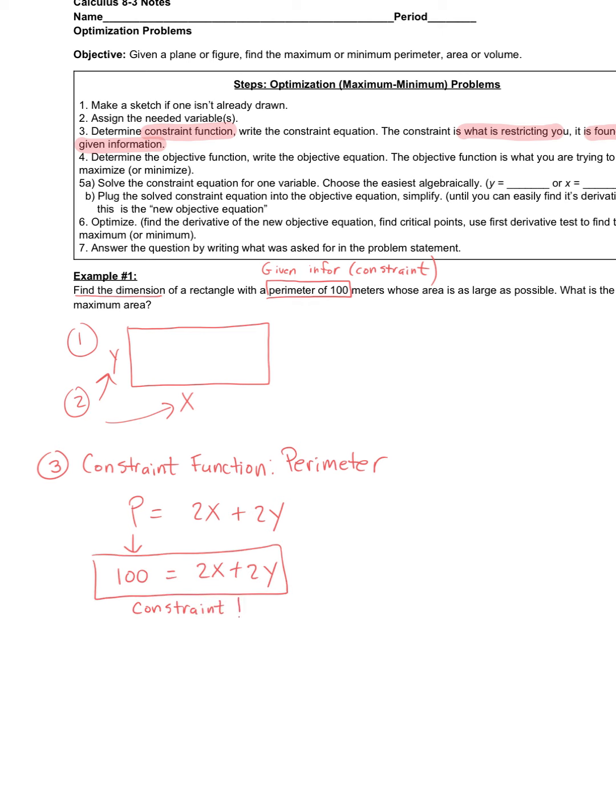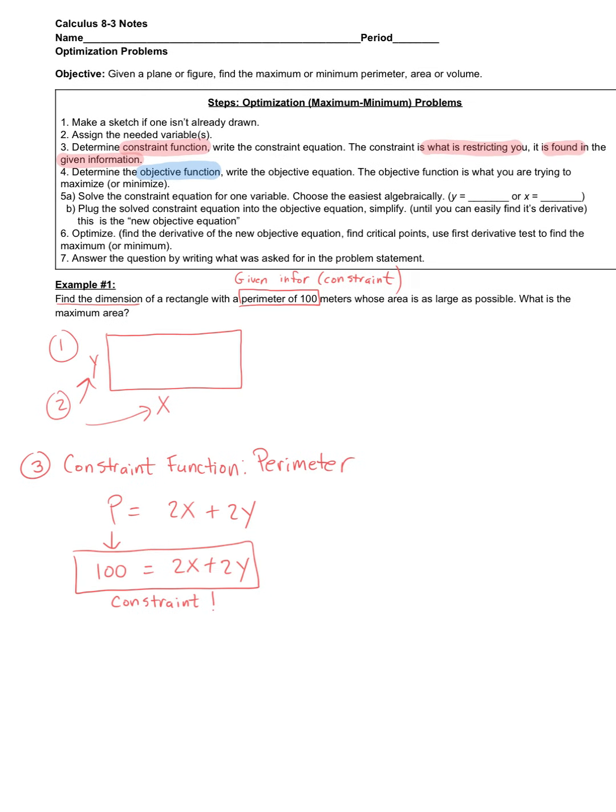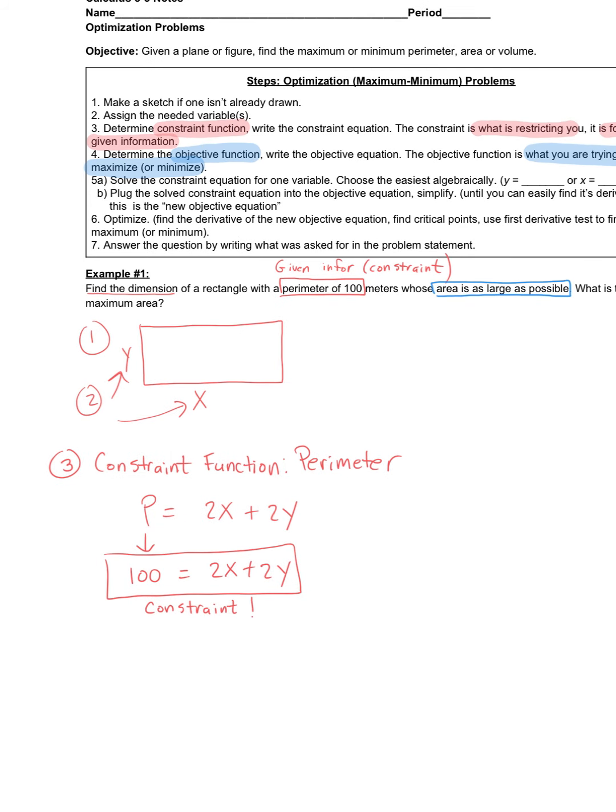Okay, so that was the third step. Now the fourth step, we're going to write an equation for the objective function. So I'm going to highlight that in blue, alright? The objective function is what you are trying to maximize or minimize. So you look for the key words. In this case, I'm going to underline it in blue right here. Area is as large as possible. All right, another thing, maximum area. That's what you're maximizing and minimizing. So that is your objective.